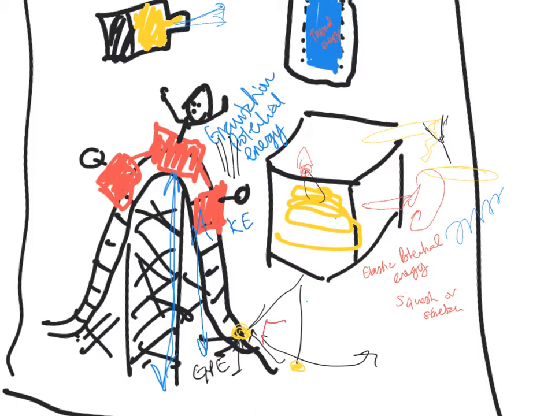By the time you've got to the bottom of your roller coaster, you're going to be going really fast, but because you're at the ground, all of that energy will have been converted to kinetic energy, and some of it will have been lost as heat and sound, and you'll have no gravitational potential energy anymore.